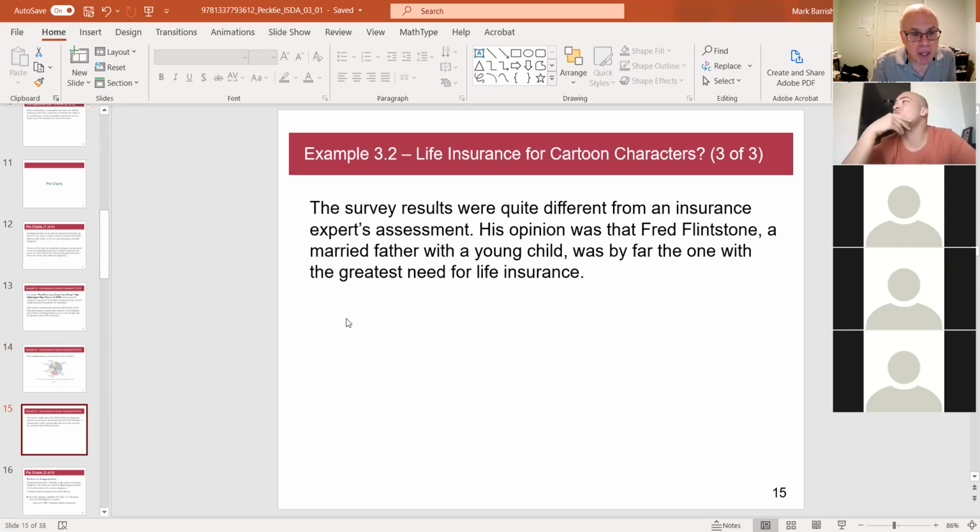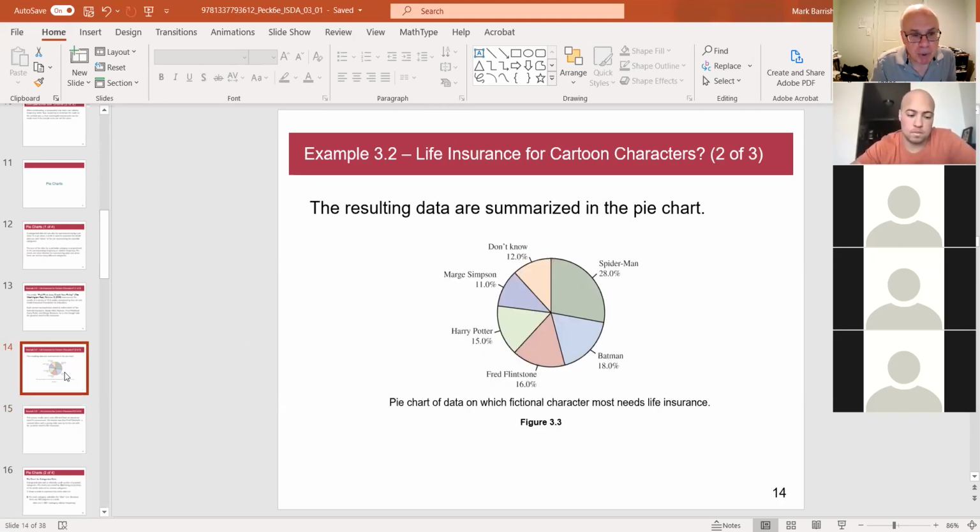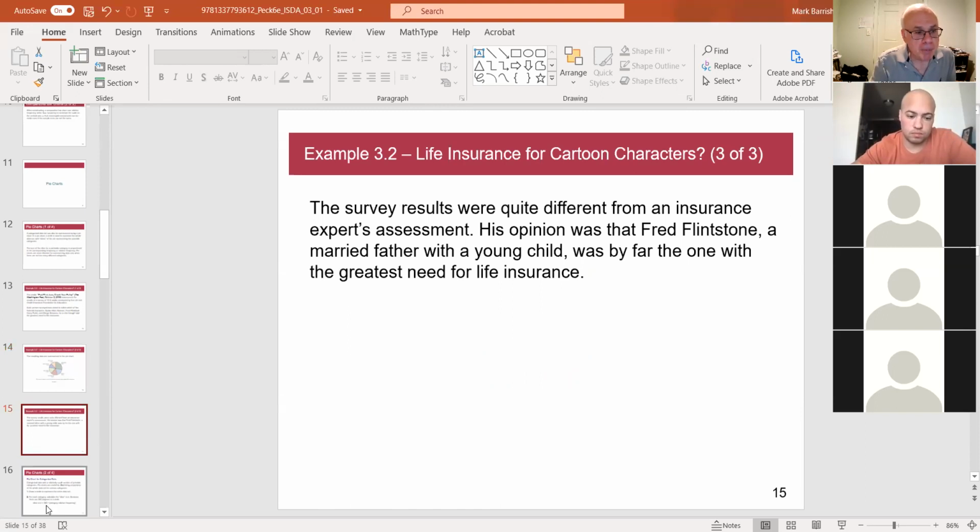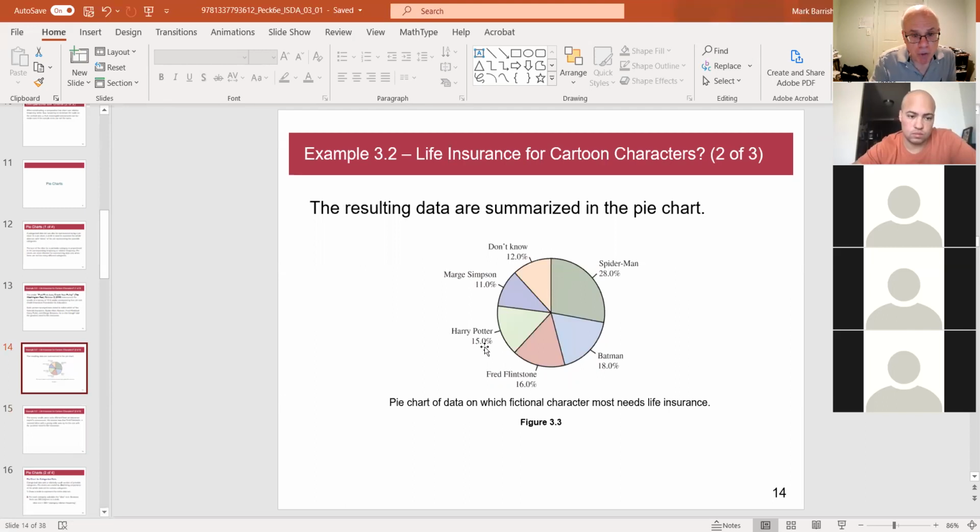So that was the assessment of people in the survey. And that's what a pie chart looks like. All right, categorical data. What are the categories? The names of the 1, 2, 3, 4. There were actually 5 fictional characters, plus a 6th category of "don't know." That was sort of a catch-all for people who didn't really have any idea. Those are the categories.